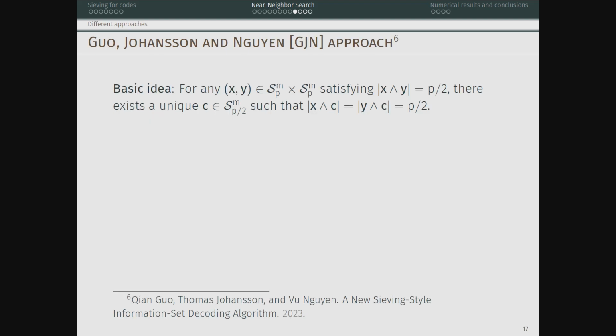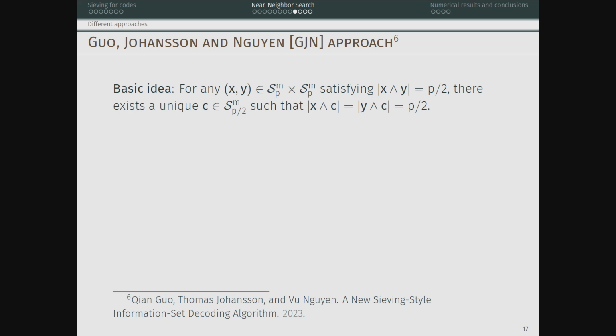So I would now start with the approach from the paper of Guo, Johansson, and Nguyen. Sorry for mispronouncing certain names if it happened. The basic idea and the starting point was the observation that for any x and y on the sphere of radius p that overlap in p/2 positions, or are near neighbors, there exists a unique center C such that x and C, and y and C, overlap in exactly p/2 positions.